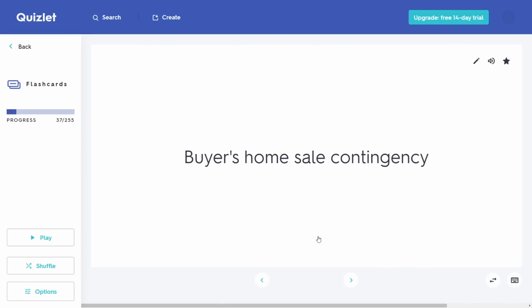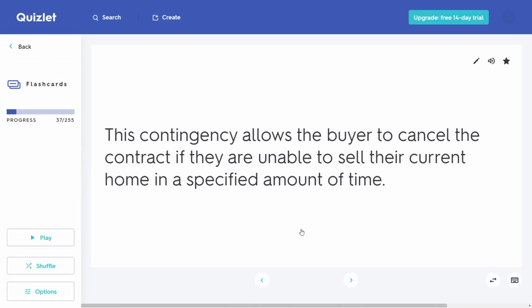Ooh, buyer's home sale contingency. Okay. Think that one over. Gonna give you guys a couple seconds. Okay, do you guys remember when I was talking about contingencies earlier? I know that we're going to talk about that in a little bit, but this contingency just allows the buyer to cancel the contract if they are unable to sell their current home in a specified amount of time.